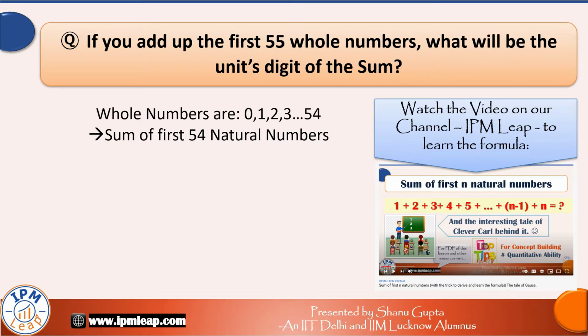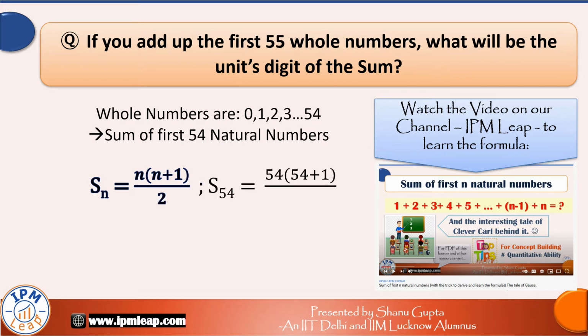We know that the sum of first n natural numbers is n into (n plus 1) by 2. There is a very interesting story behind this formula which you can learn through our video on the same topic. So sum of first 54 natural numbers is 54 into (54 plus 1) by 2. This simplifies to 27 into 55. The units digit will be same as that of 7 into 5. 7 5s are 35. So our answer for this question is 5.